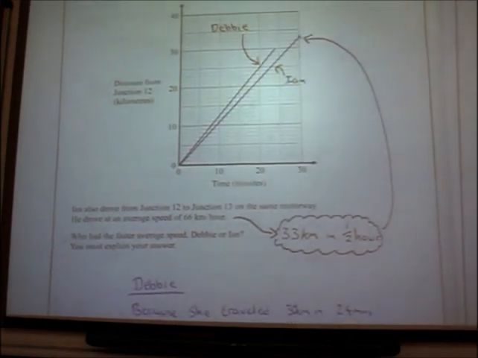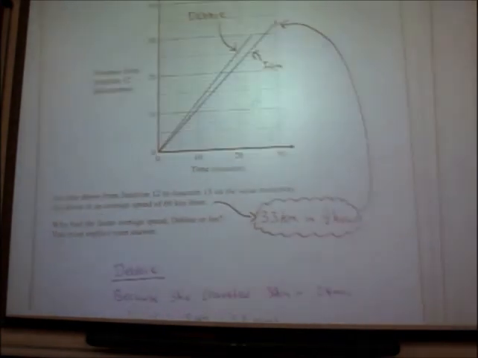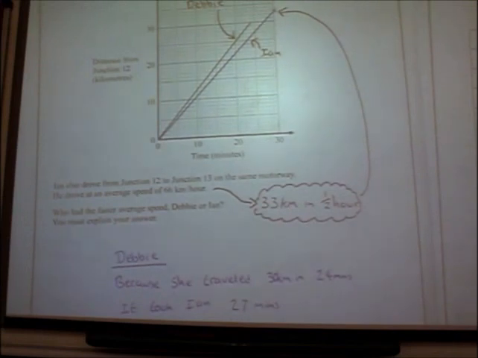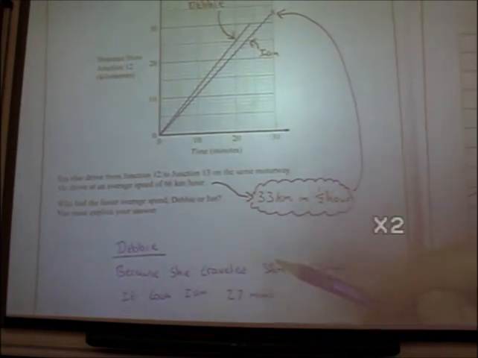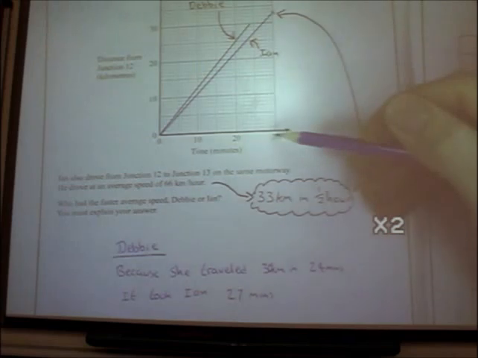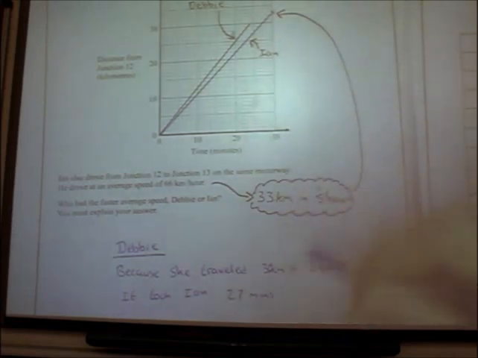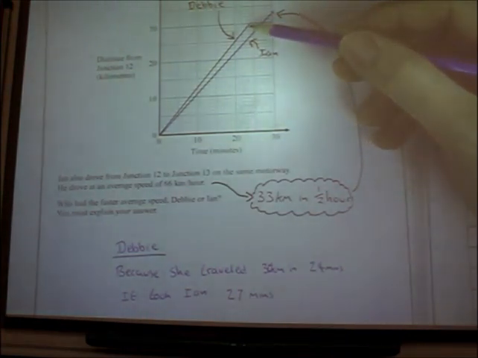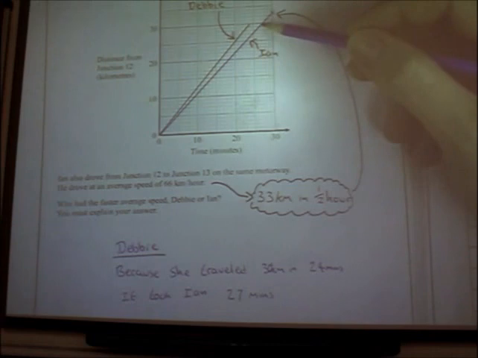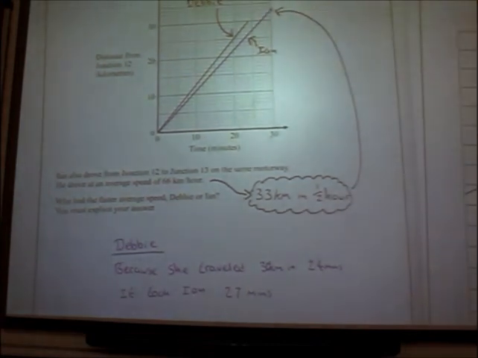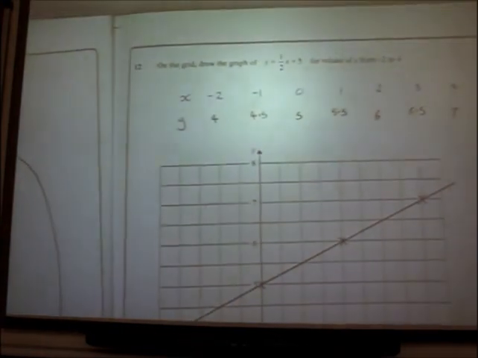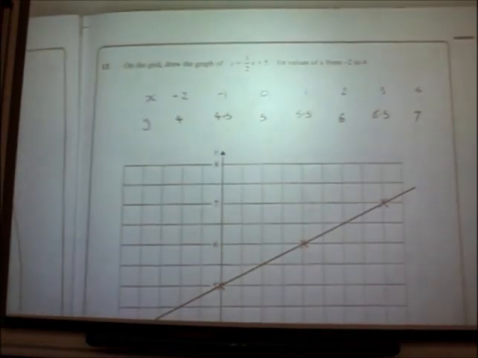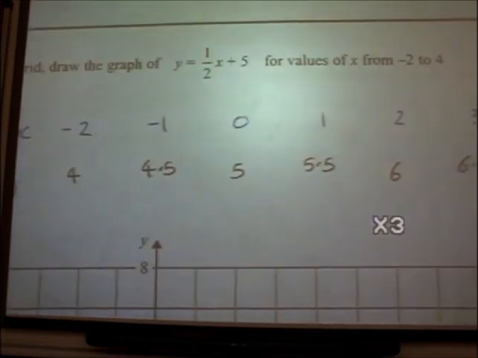Who has the fastest speed? Well, I've worked out that Debbie has the fastest speed because she travelled 30 kilometers in 24 minutes. And if you look at 30 kilometers in 24 minutes up there, and it took Ian 27 minutes, which is there. So Debbie travelled faster. Next one, on the grid, draw the graph of y equals a half x, add 5.